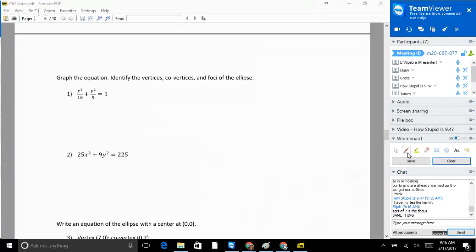So guess what you get to do? We get to just manipulate the equation a little bit to make it look like the standard equation for an ellipse. So this is what the standard equation of an ellipse looks like, right? It's x squared over a number plus y squared over a number equals 1. Well, how are we going to force this to equal 1?